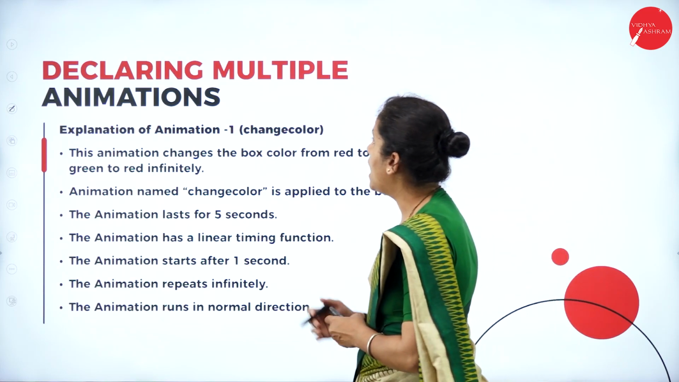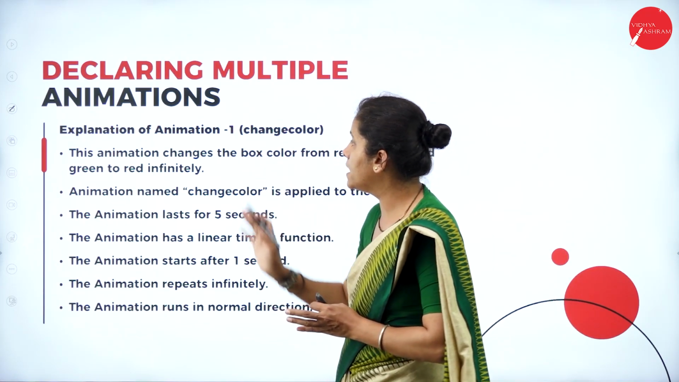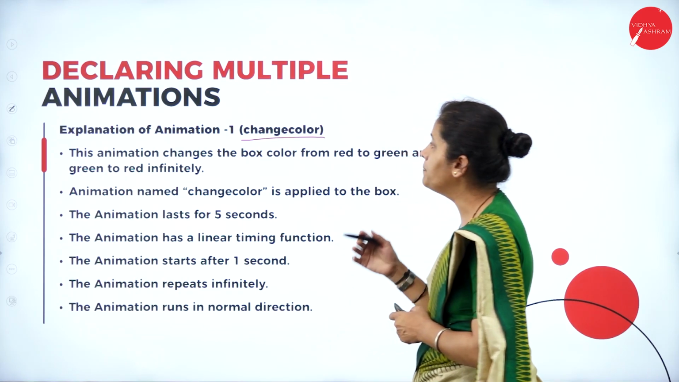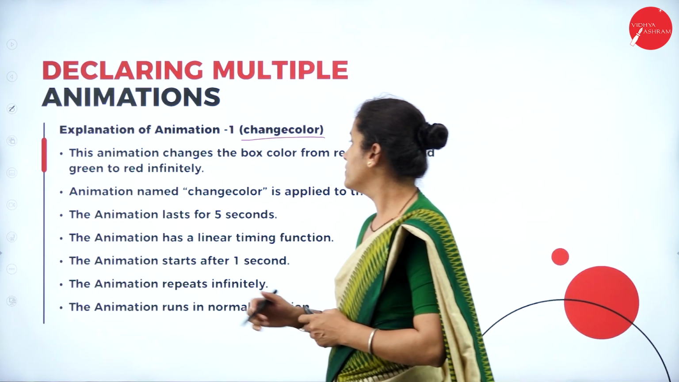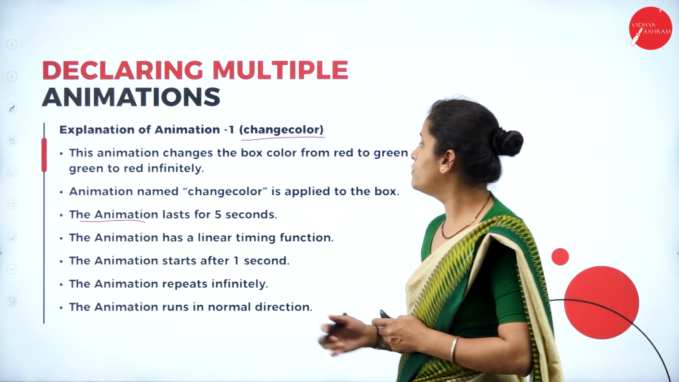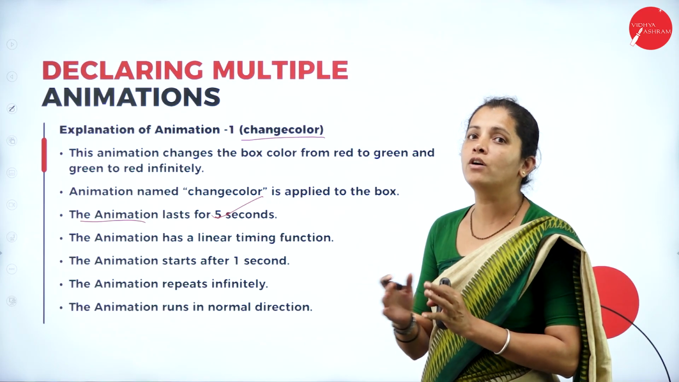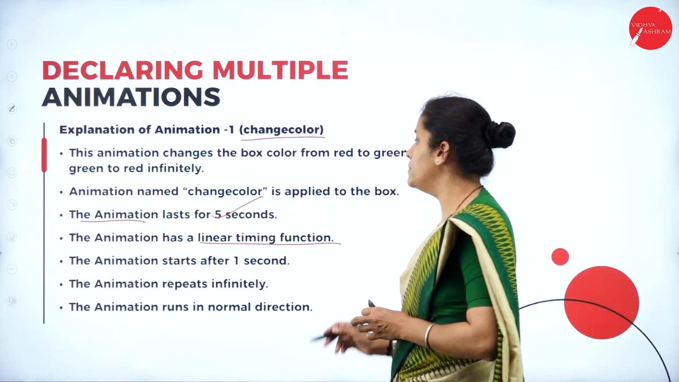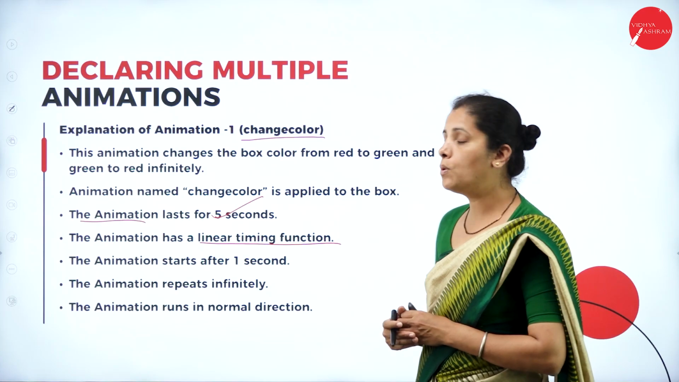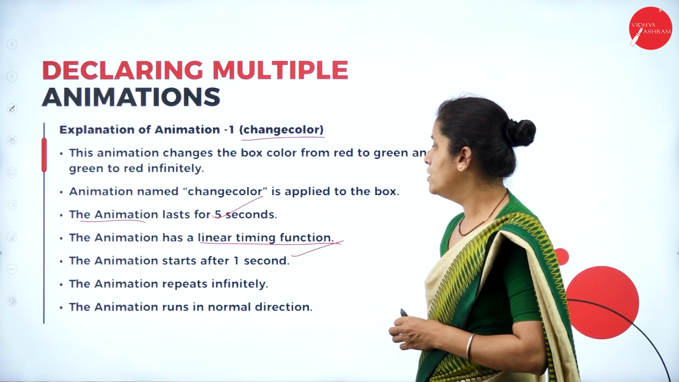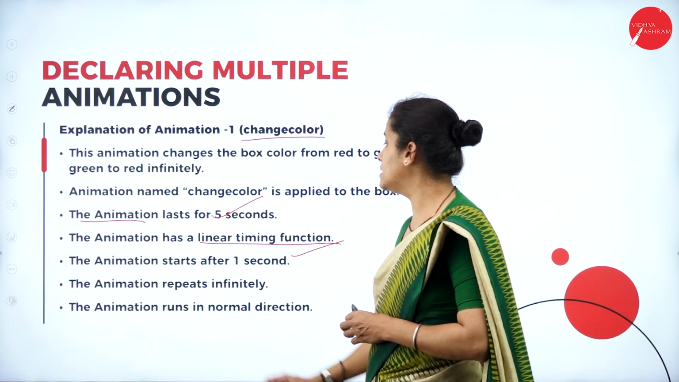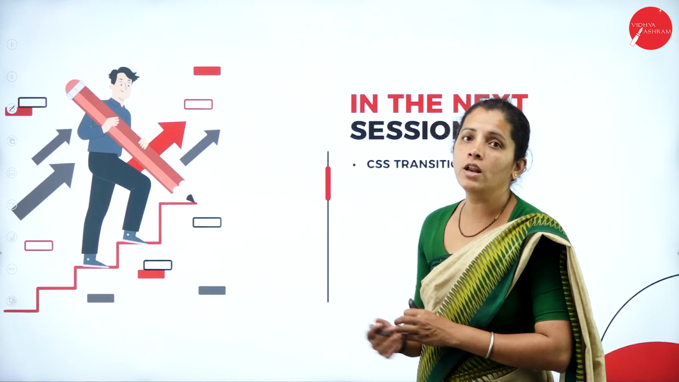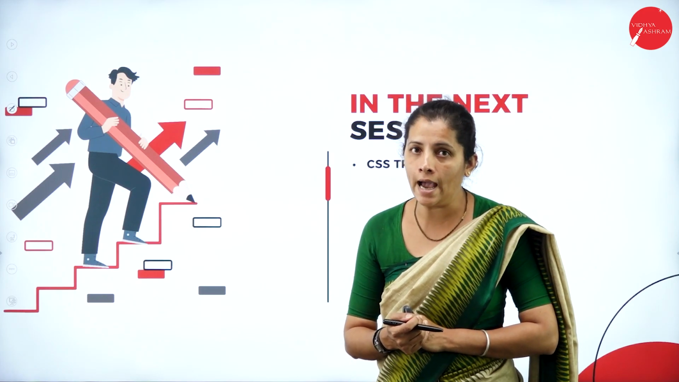Okay, fine. Now, how can we declare multiple animations? So what is change color? Change color is the name of the animation. Then the animation lasts for 5 seconds. I want it only for 5 seconds, so I'm going to specify the duration. The animation has a linear timing. The animation starts after 1 second, which is the animation delay. How many times is the animation going to repeat? Infinite times. The animation runs in the normal direction. This is all about how we can apply multiple animations.